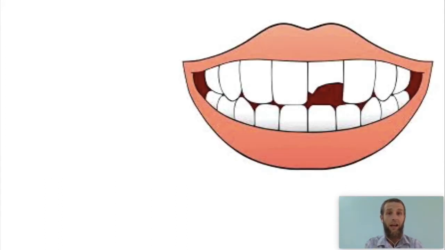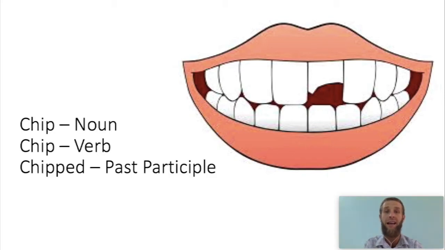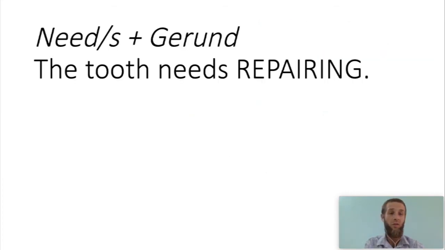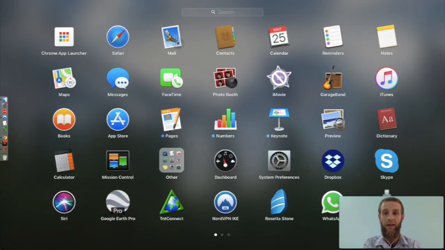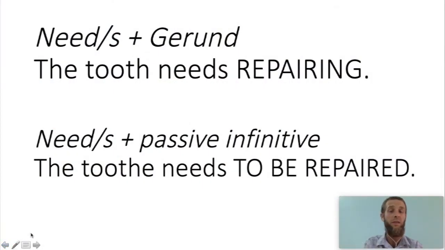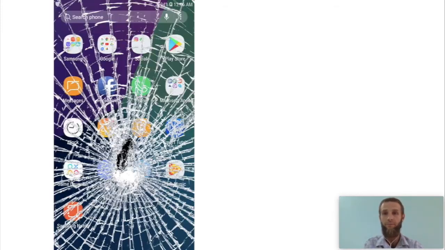Here we have a problem with our tooth, or we could have a problem with a glass bowl or a ceramic cup, something like that. The problem is that it is chipped. The tooth is chipped, or the bowl or the cup is chipped or has a chip on it. So the solution is that the tooth needs repairing. Or I could say the tooth needs to be repaired, or the tooth needs repaired. To be repaired.